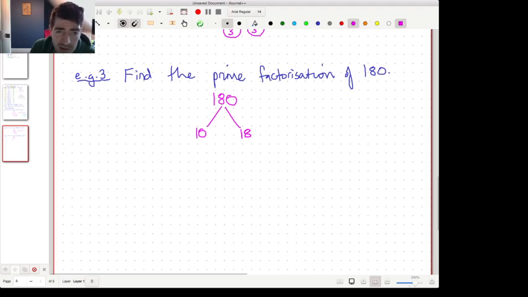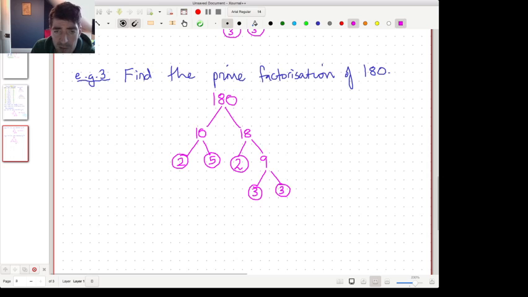Now, neither of these are prime. 10 is 2 times 5, and 18 could be 2 times 9 or 3 times 6. I'll go for 2 times 9. 2 is prime, 5 is prime, 2 is prime, 9 is not prime, so we go again, and 9 is 3 times 3, and these are prime.